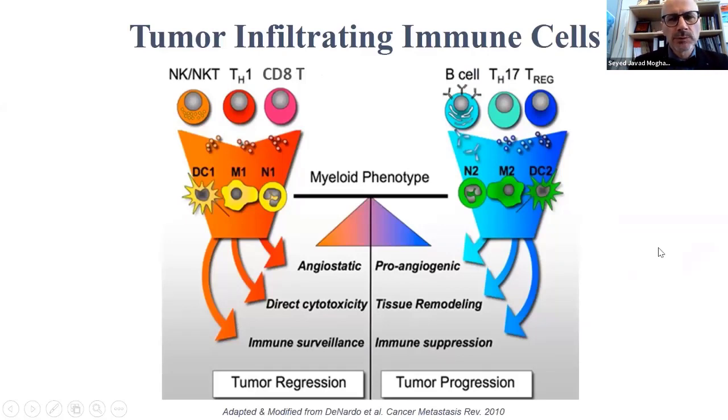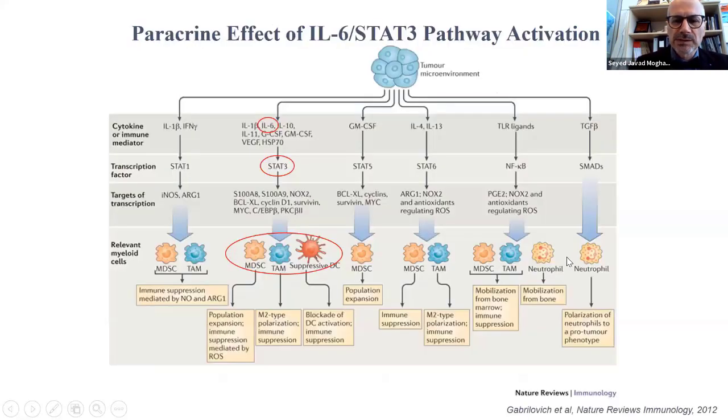As I mentioned before, tumor stroma is infiltrated with different types of cells. We know these cells on the left side of the slide, Th1, CD8 T cells, NK and NK T cells, have known anti-tumor function. On the right side, we have a group of cells that we know have pro-tumor function. They are mostly immunosuppressive, and they suppress CD8 T cell function. Those are Th17, T regulatory cells, and some of the B cells. And in between, we have the myeloid population. These cells, depending on their phenotype, could be pro- or anti-tumor, which is important in our study.